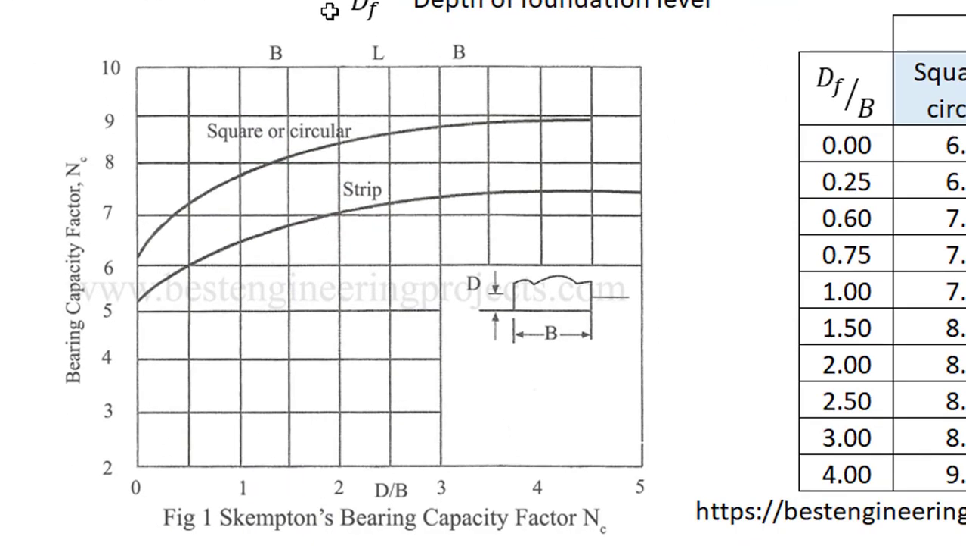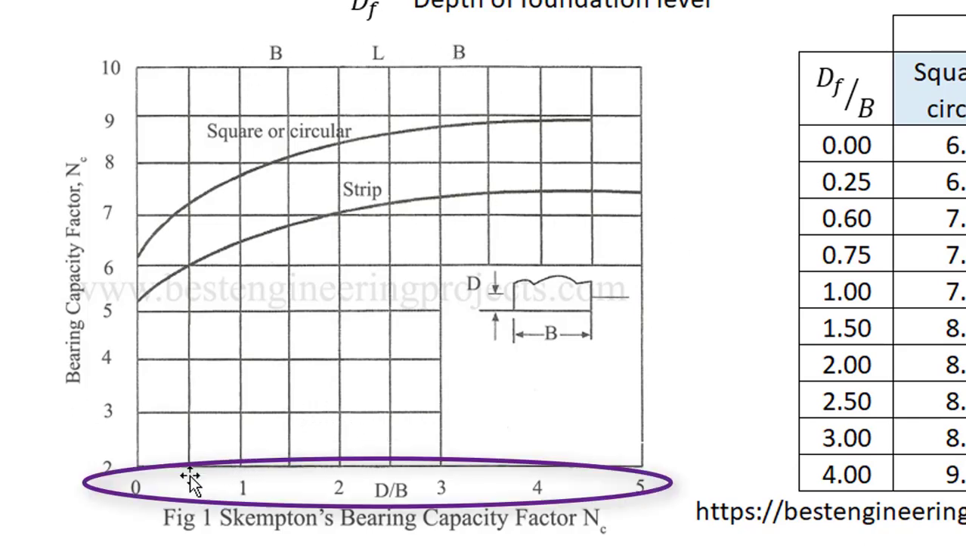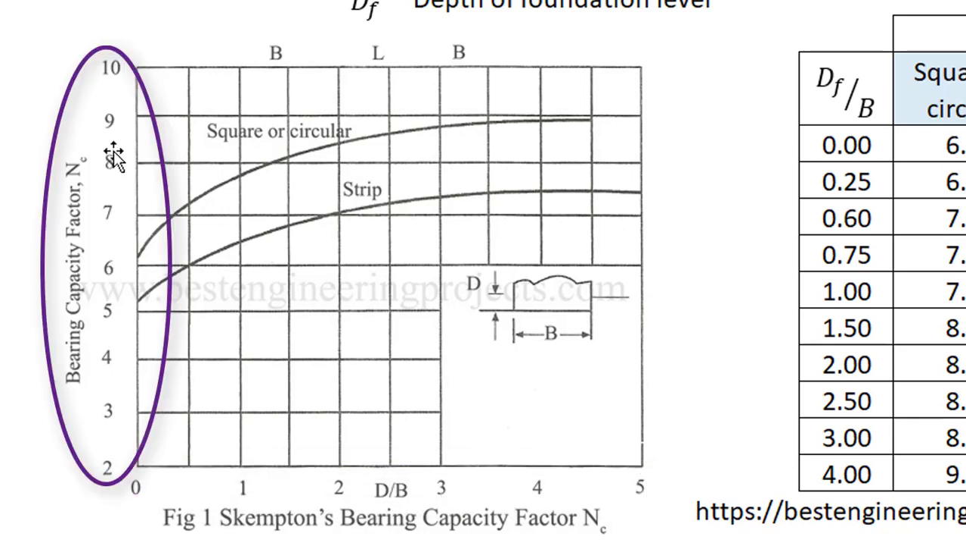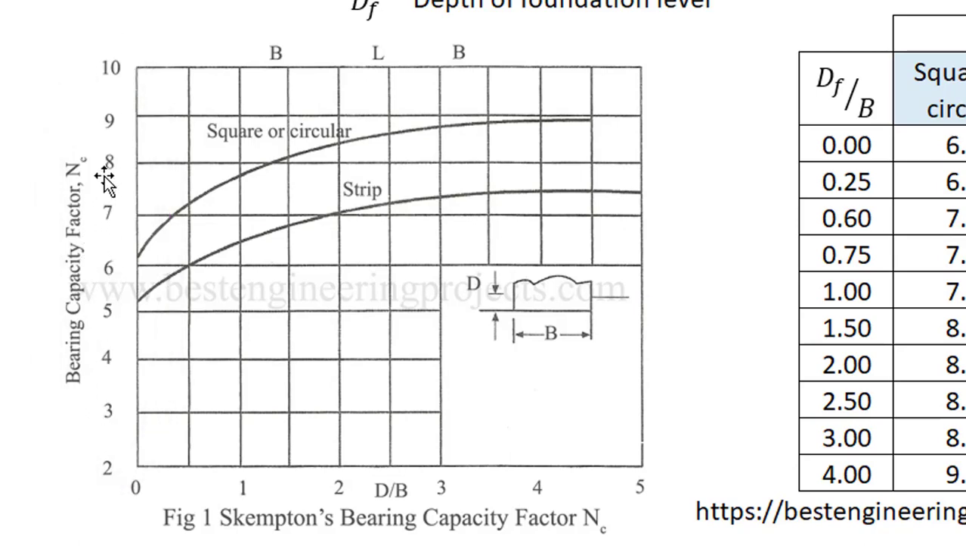In order to find the bearing capacity factor NC, we will use this graph. In the x-axis, we have D between B. In the y-axis, we have the bearing capacity factor NC. As you can see, we have two curves, for a square or circular footing and another one for a strip footing. Our footing is a square footing.